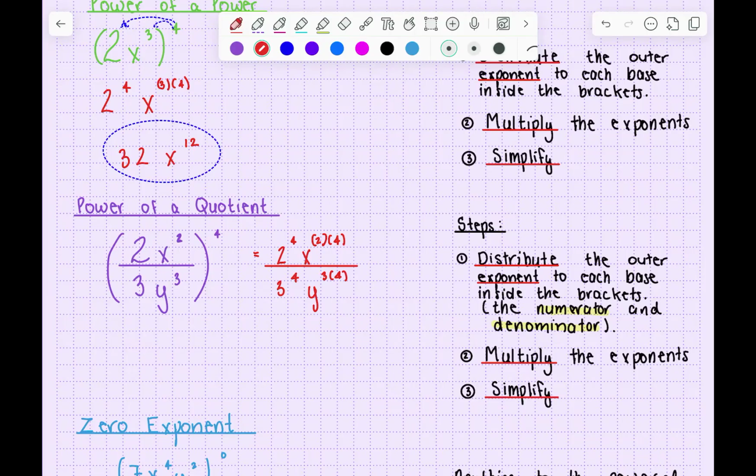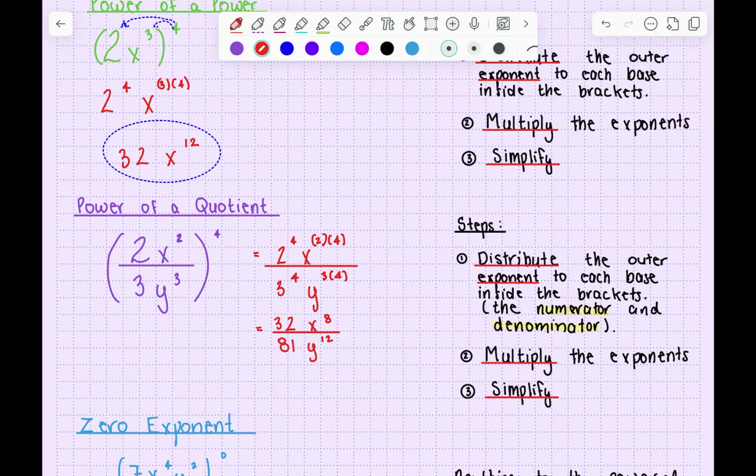All right, so what is that answer? So 2 to the power of 4, we already figured out that that's 32. Then we have x, and 4 times 2 is 8. I am not going to lie, I'm going to pull out my calculator to do this quickly because I don't want to do the math. So 3 to the power of 4 is 81. And then we have y to the power of 4 times 3 is 12.